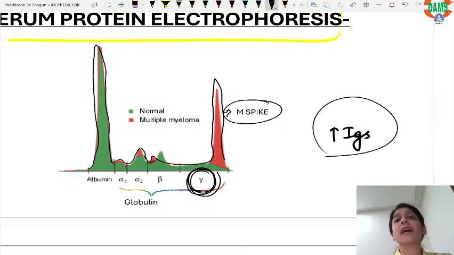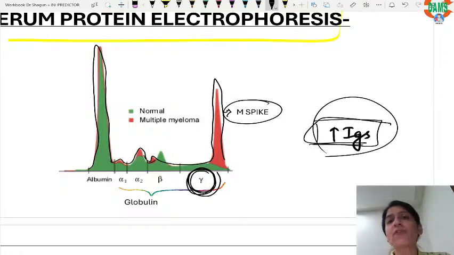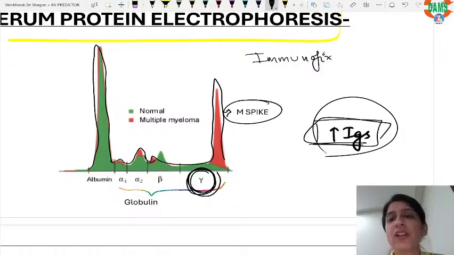And what does it say? That means gamma globulin is what? Immunoglobulin. So an M spike means I will have a hell of a lot of immunoglobulin synthesis in this patient. And always remember that serum protein electrophoresis has to be followed by another technique, immunofixation, to establish the monoclonal nature.